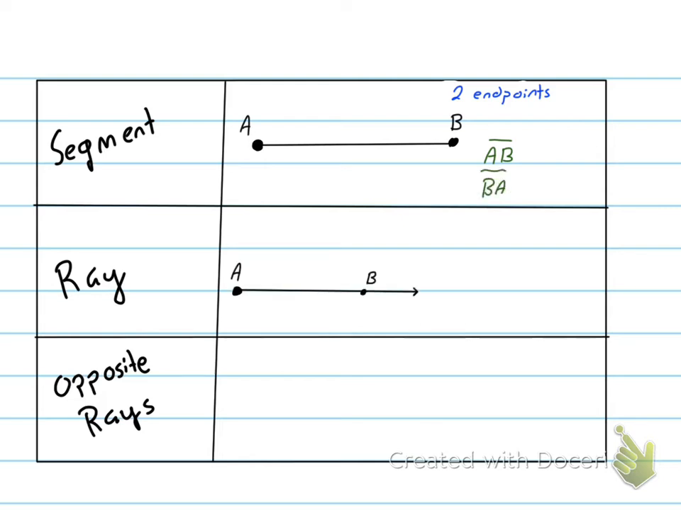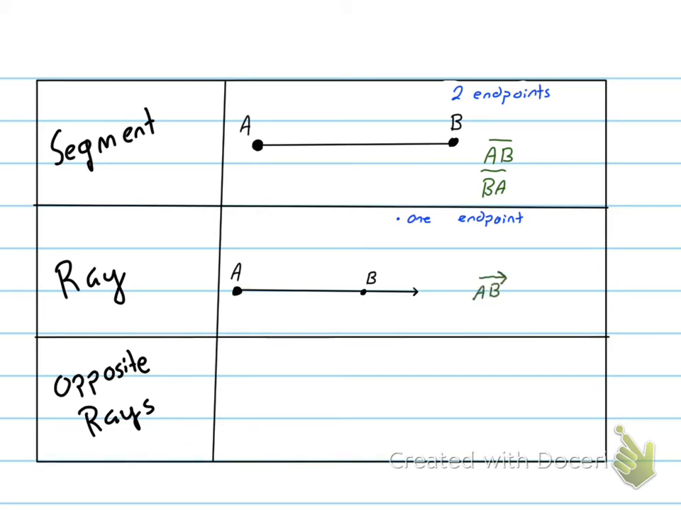Finally, again, just getting some basic definitions out of the way here, we have a segment, ray, and opposite rays. A line segment would look something like this. It's defined by having 2 definitive endpoints. Again, since this is symmetrical, we could call this segment AB or segment BA. A ray, on the other hand, would look something like this. A ray only has one endpoint, and the other way we're going technically forever, in the opposite direction.